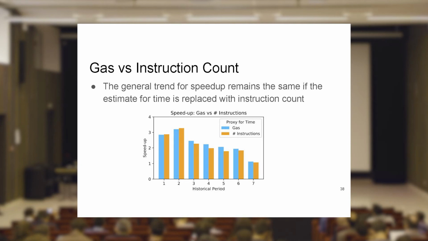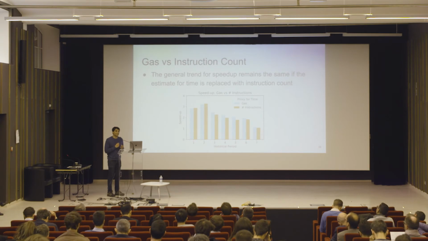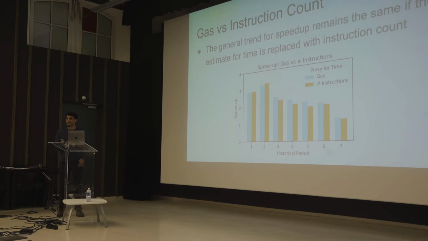And then we looked at a comparison of the two different heuristics for time that I mentioned before, which is gas cost versus instruction count. So there are some minor differences here, but the general trend remains the same, which is promising since it suggests that this is probably a good way of evaluating how long each transaction takes to execute. Again, this is what we have to work with since there's no real way of measuring time without a concurrent virtual machine.